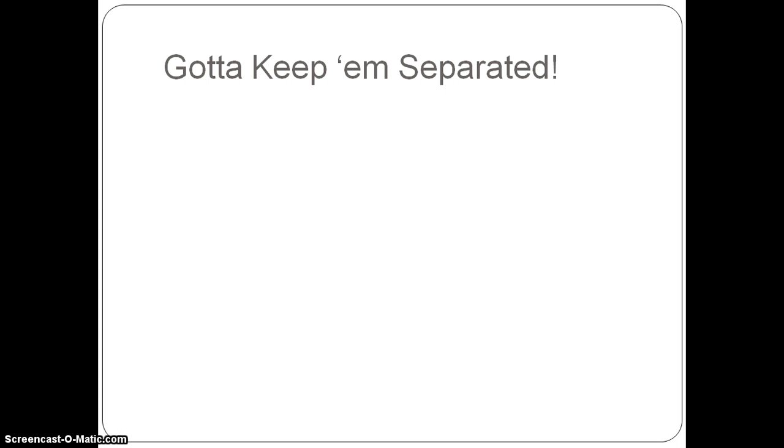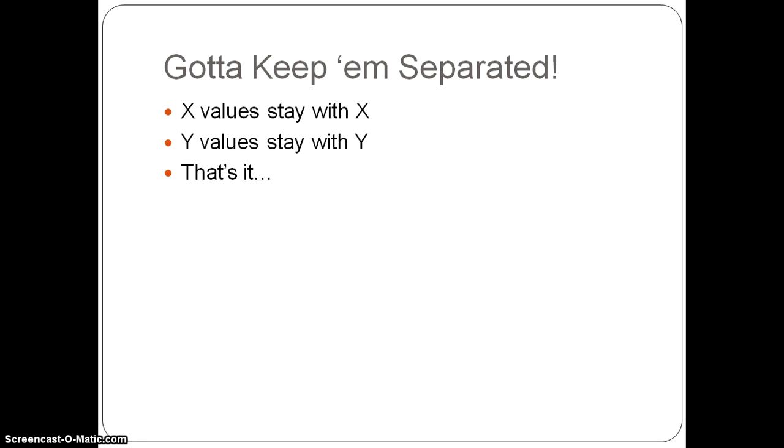So if you think about the good old song from Offspring, Keep 'em Separated, that's the whole idea of this. The x values need to stay separated from the y, and the y values need to stay separated from the x. You can even think of it as the saying, what happens in Vegas stays in Vegas. And it's the same thing with the x direction. What happens in the x direction stays in the x. What happens in the y direction stays in the y.